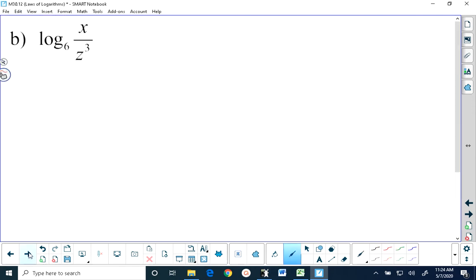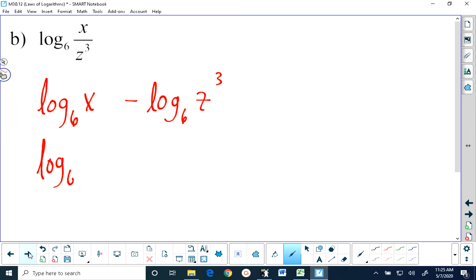All right, example B, log base 6 of x divided by z cubed. The logarithm of a quotient is equal to the logarithm of the numerator minus the logarithm of the denominator. And then we can take that exponent that's on the base of z and move it out in front. We're using the power law to write the second part as 3 log base 6 of z. And that's the answer to B.